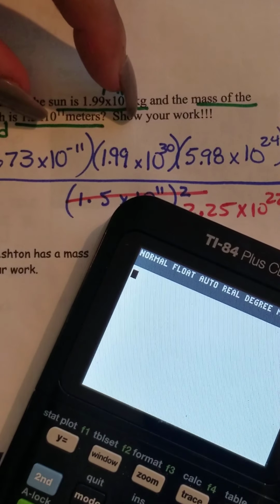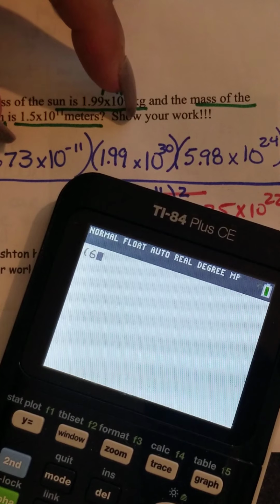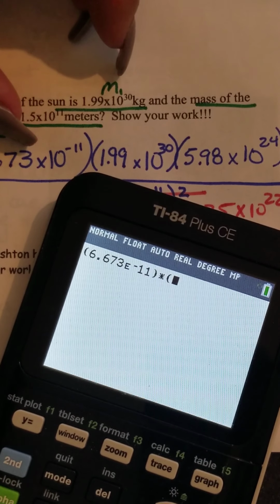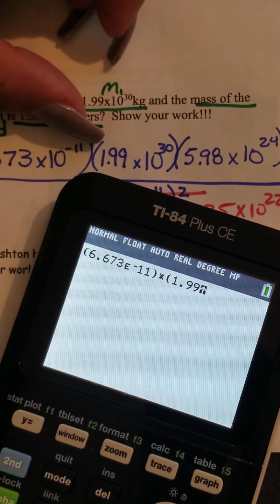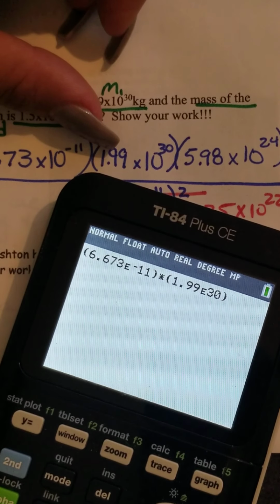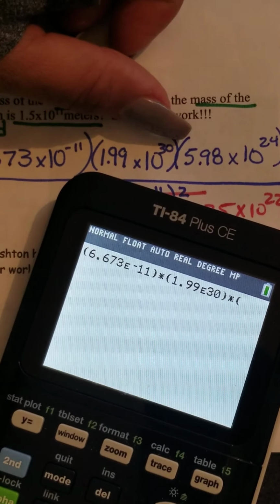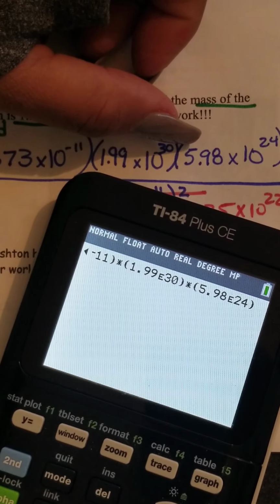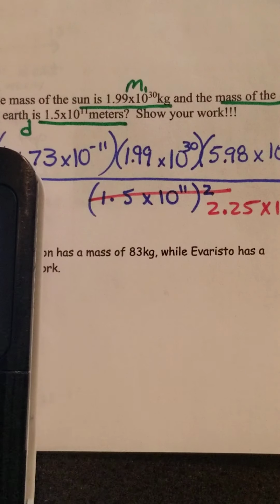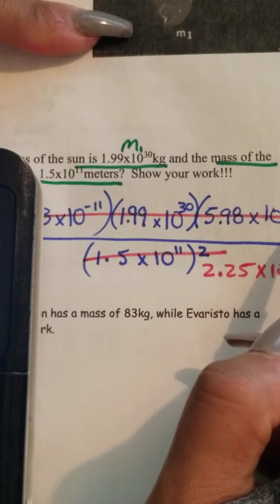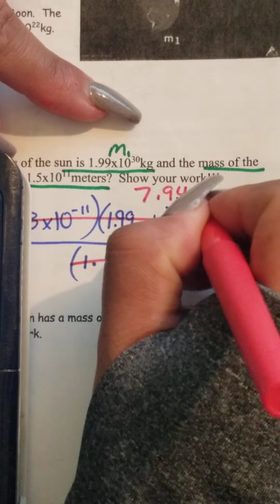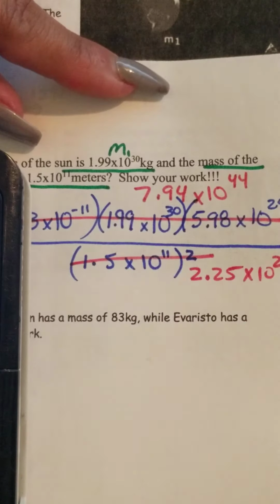Multiply the three numbers at the top. Again, I'm going to make sure I use parentheses around all of them. 6.673, second key, comma, negative 11, parentheses, 1.99, second key, comma, to the 30th power, close parentheses, parentheses 5.98, second key, comma, to the 24th power. Alrighty. So now I multiplied all three of those numbers and I got a number here of 7.94 times 10 to the 44th power.